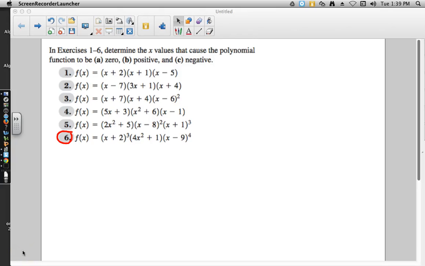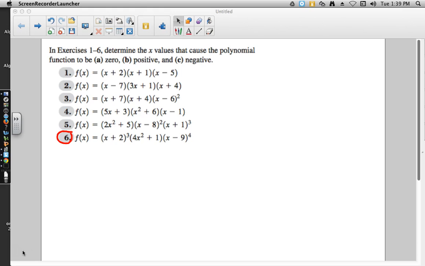These are the frequently asked questions for pre-calculus for section 2.8a1. It says in exercises 1 through 6, determine the x values that cause the polynomial function to be a, zero, b, positive, and c, negative.